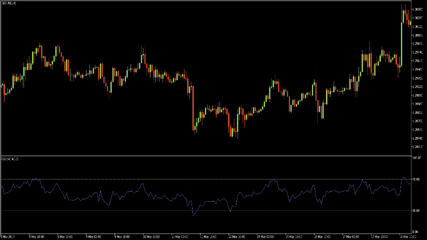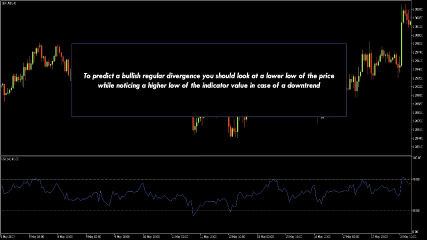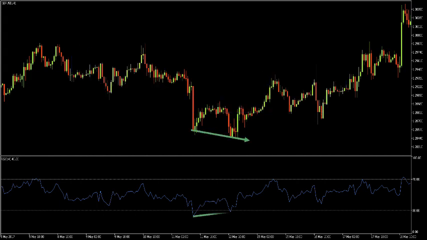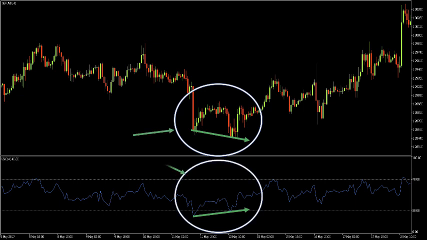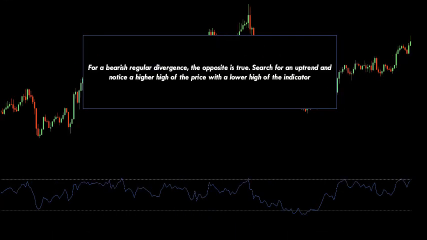Take a look at this US dollar British pound 1 hour chart. If we want to predict a bullish regular divergence, we should look at a lower low of the price while noticing a higher low of the indicator value in a downtrend. As you see, after this clear bullish divergence, the market bounced upwards. For a bearish regular divergence, the opposite is true. Search for an uptrend and notice a higher high of the price with a lower high of the indicator value.